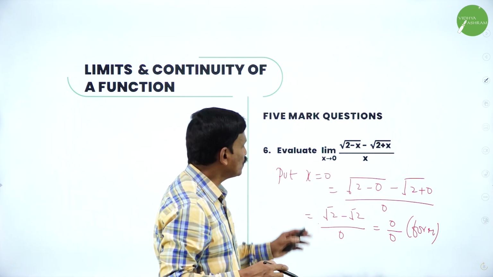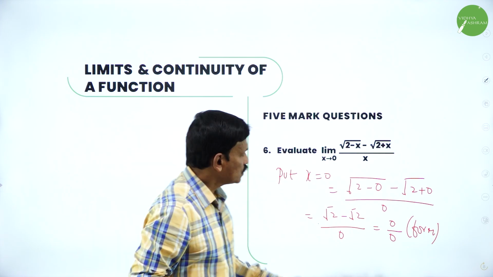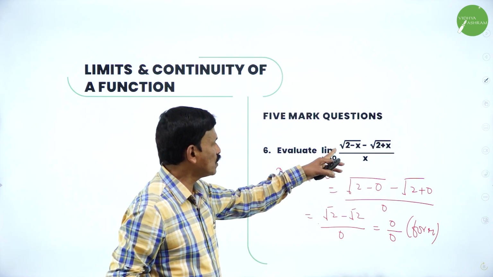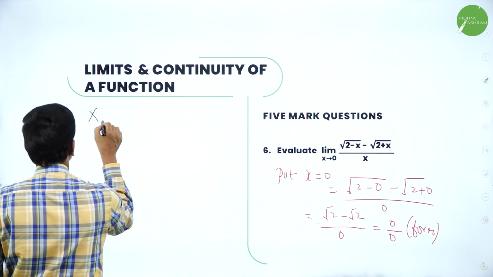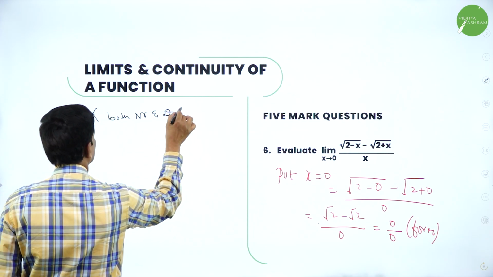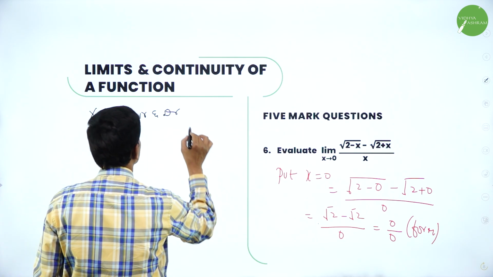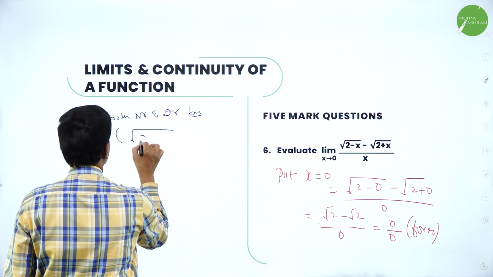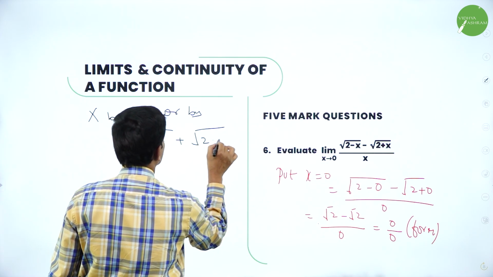Whenever the problem contains roots, rationalize the numerator or denominator. So rationalizing the numerator, multiply both numerator and denominator by square root of 2 minus x plus square root of 2 plus x. Multiply both numerator and denominator by root of 2 minus x plus square root of 2 plus x.